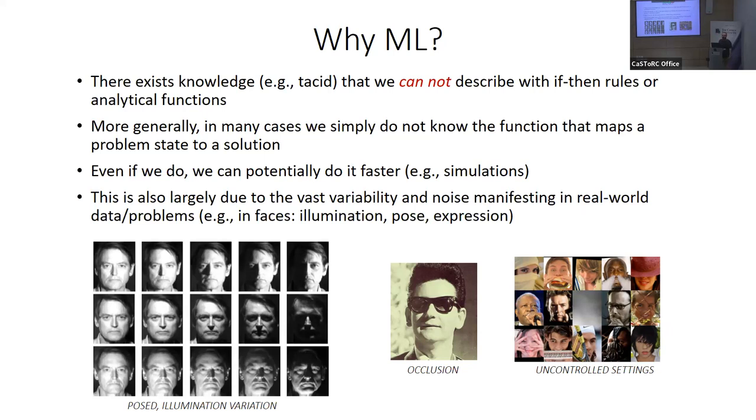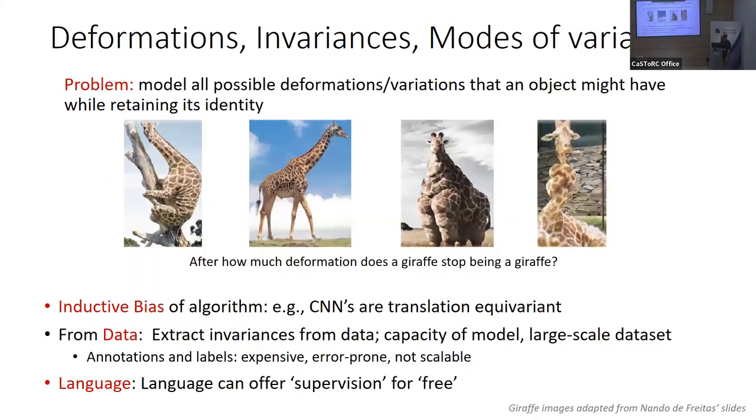To a large extent, this has to do with learning from real world data, which have a lot of natural deformations. To give you an example, this is a slide I always use, which I stole from Nando de Freitas, actually. If you want to recognize objects in computer vision, then how much deformation should these objects go through and still belong in the object class? So how much can I deform a giraffe and still classify it as a giraffe?